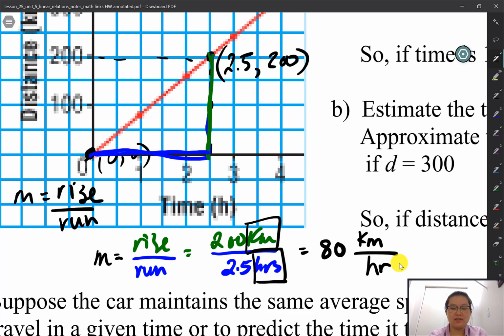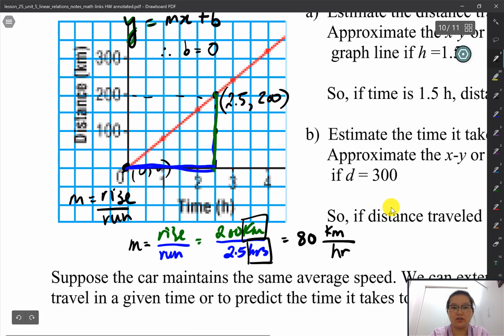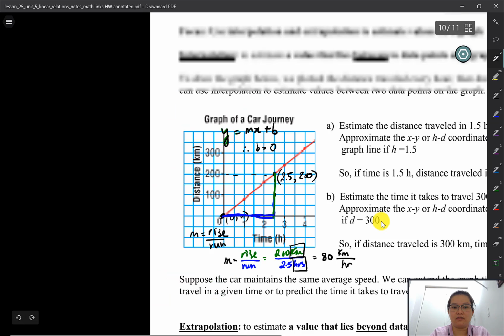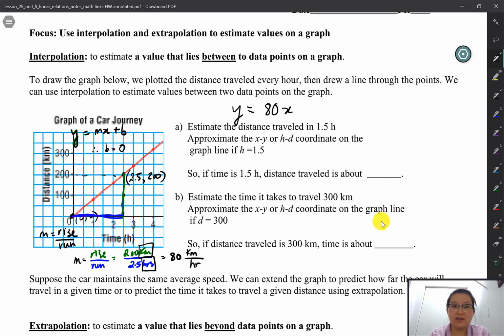So using the graph, you can essentially just grab the equation using the slope y-intercept form. Meaning, if I write this equation out, I'm going to get y is equal to 80, my slope, times x plus b, which is 0. And that's it. That's my equation.